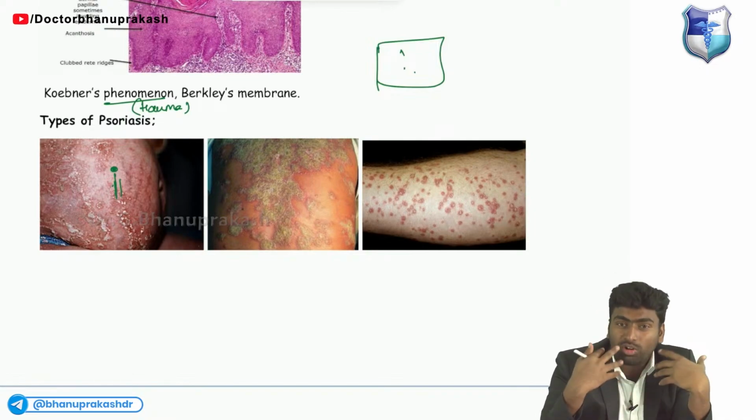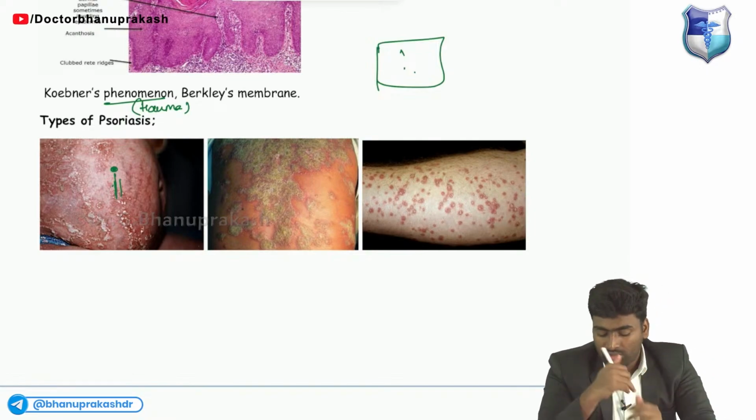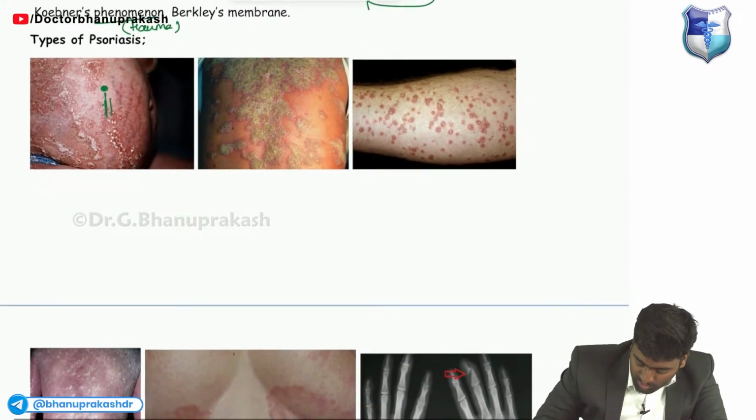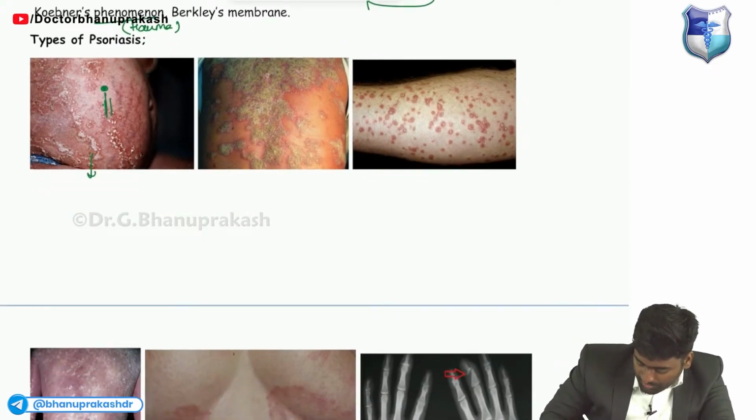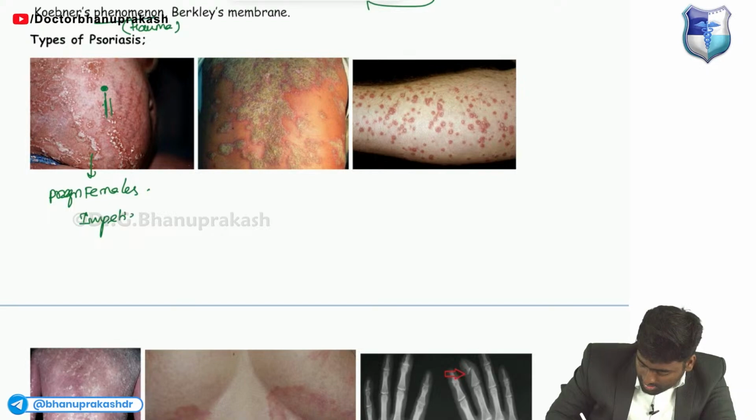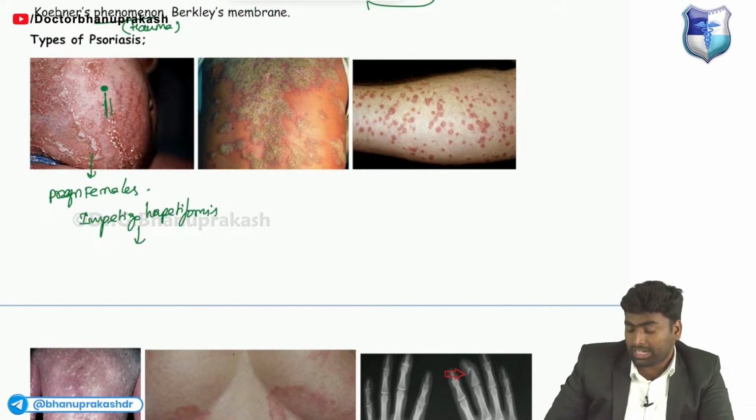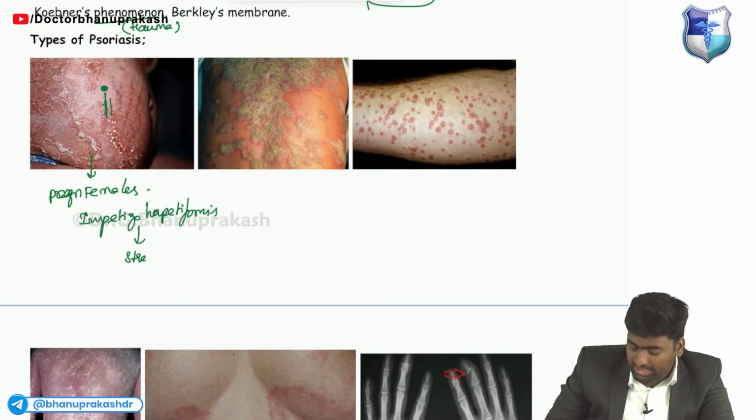There are a few more types of psoriasis that you need to know. For example, the type of psoriasis which occurs in pregnant females is known as impetigo herpetiformis. And the treatment for it is steroids. Only in this case we'll use steroids.